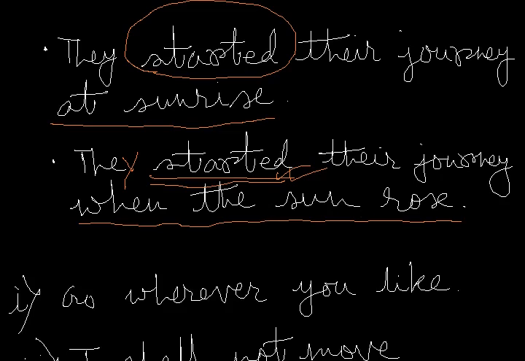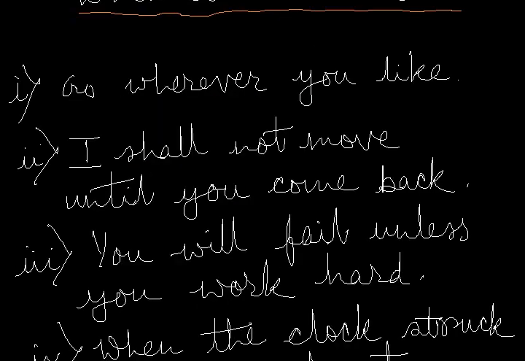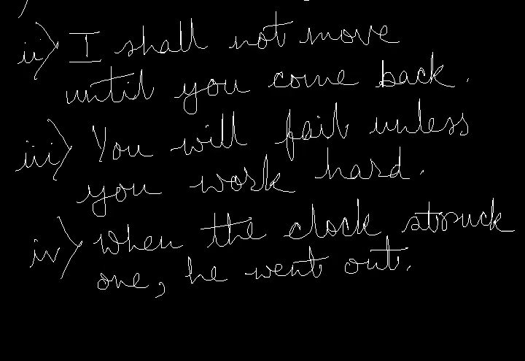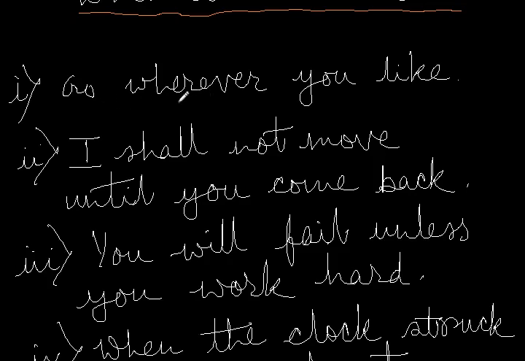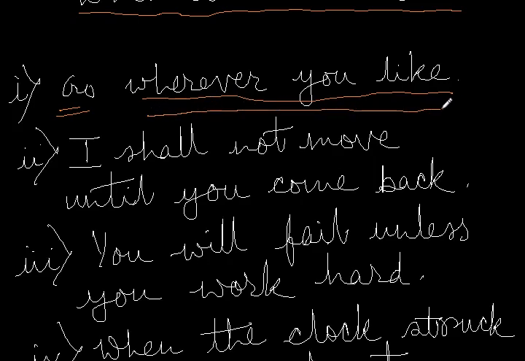Let us look at a few sentences that we have chosen to show you how exactly adverb clauses work. Look at this first sentence. Go wherever you like. The go over here is the verb, and this portion, wherever you like, is acting as the adverb clause because this has got its own subject and predicate, and this modifies the verb go.